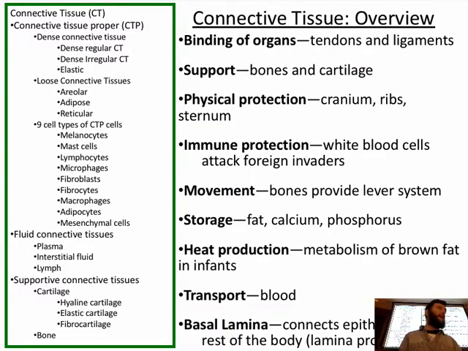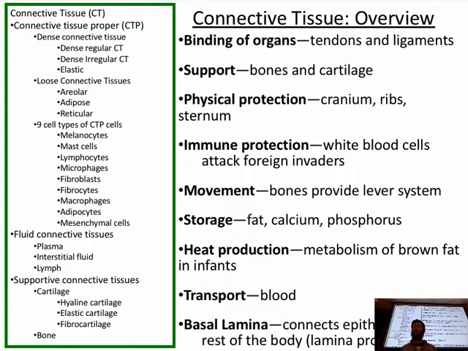Connective tissue binds organs together in terms of tendons and ligaments, but beyond that, reticular connective tissue can form the sheaths around various organs, like the kidneys. It acts to support your body: bones and cartilage. Physical protection: the cranium, the ribs, the sternum, of course, the bones. But also, like I just said with the reticular tissue, the capsules that are around many organs protect that organ. Movement, okay, sure.